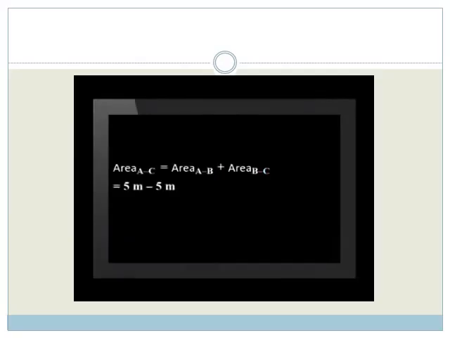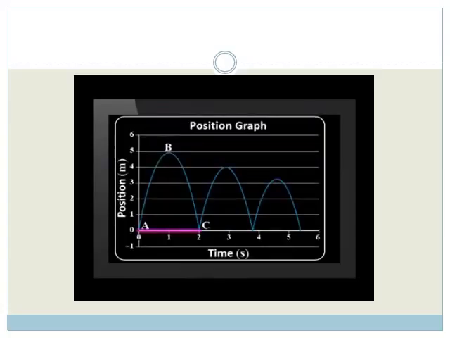Displacement refers to the difference between the start and the end positions. This answer of 0 meters tells us the ball ended where it started. This is clear from the position time graph. The ball was on the ground at both points A and C.